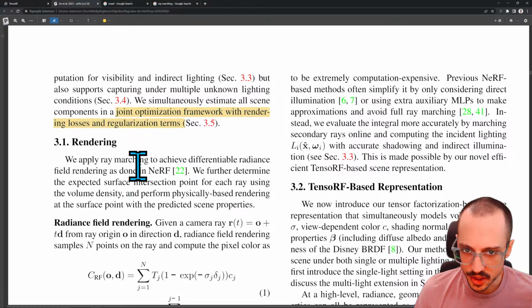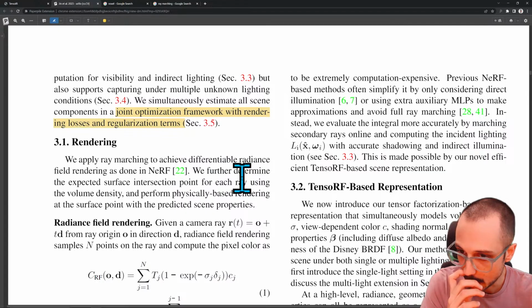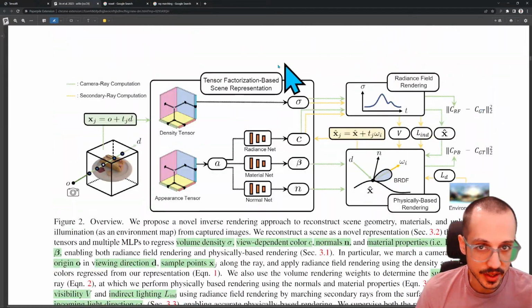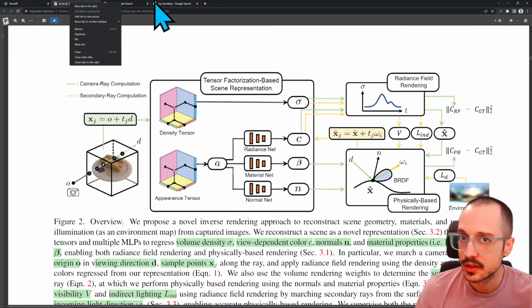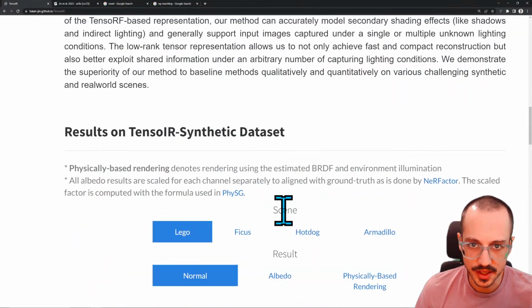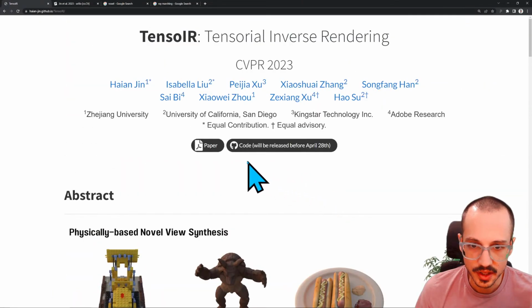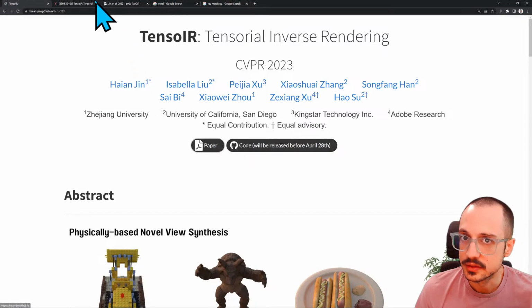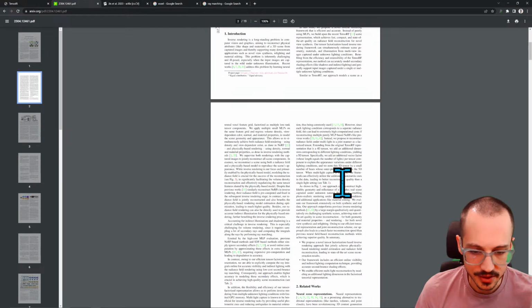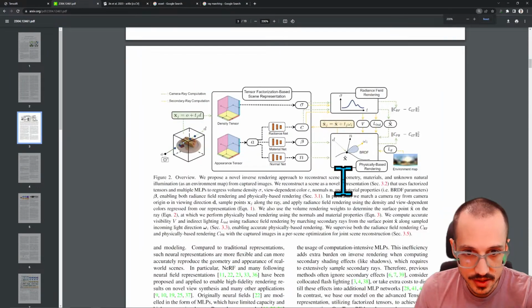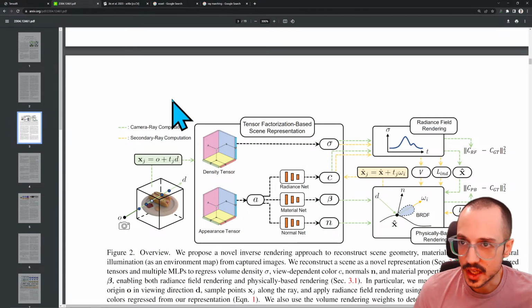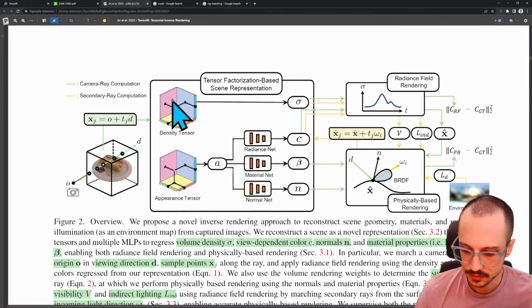We apply ray marching to achieve differentiable radiance field rendering as done in NeRF. So this is this part here. Actually, you know what I'm going to do? I'm going to open this paper in a new tab just so we can have that figure there where it's convenient, right? Because I'm going to keep having to scroll up and down just to get to this figure. So let's do this. So we have this figure available.